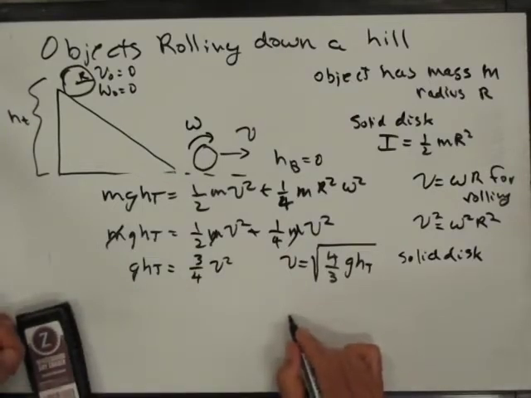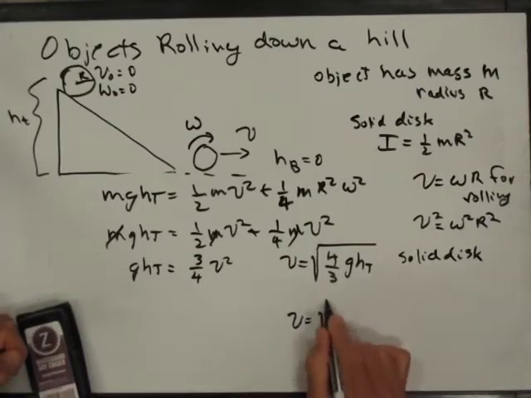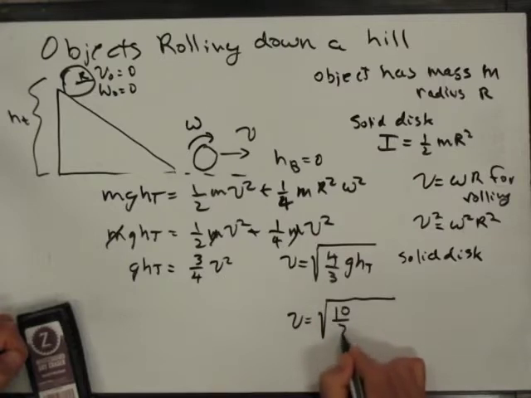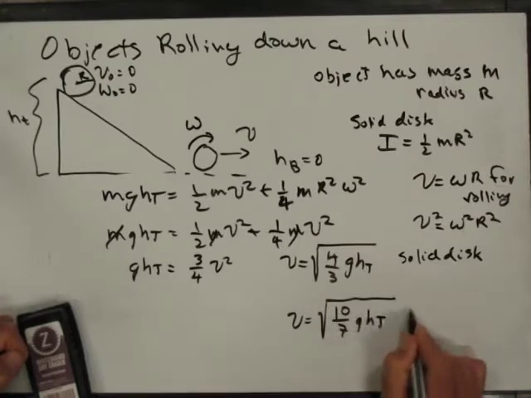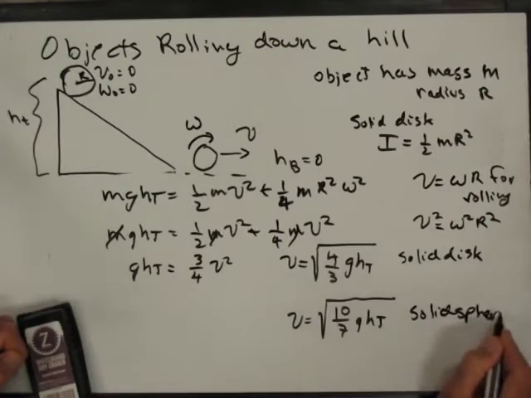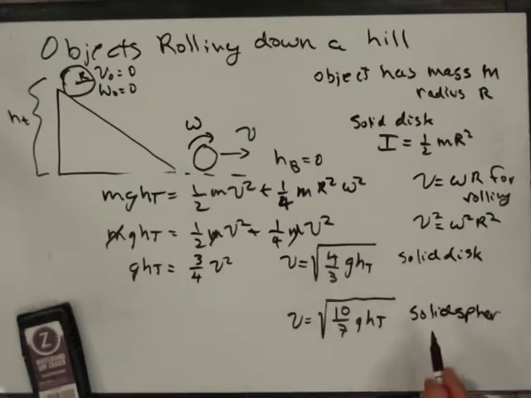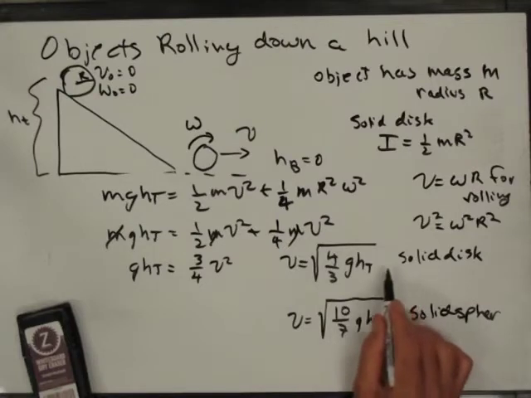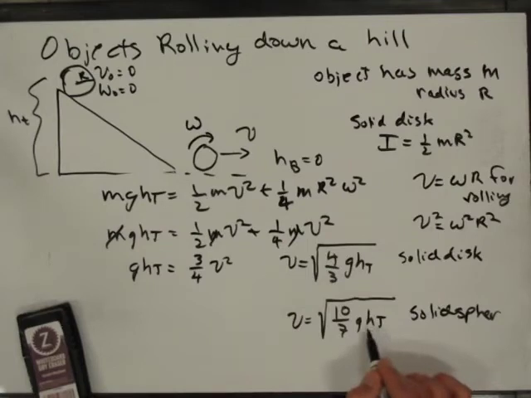The speed for a solid sphere. A couple of other things to notice. Notice that this equation does not depend on the radius. So any solid disk will have this speed at the bottom. Any solid sphere will have this speed at the bottom. As long as it's a sphere and it's solid, the radius doesn't matter.